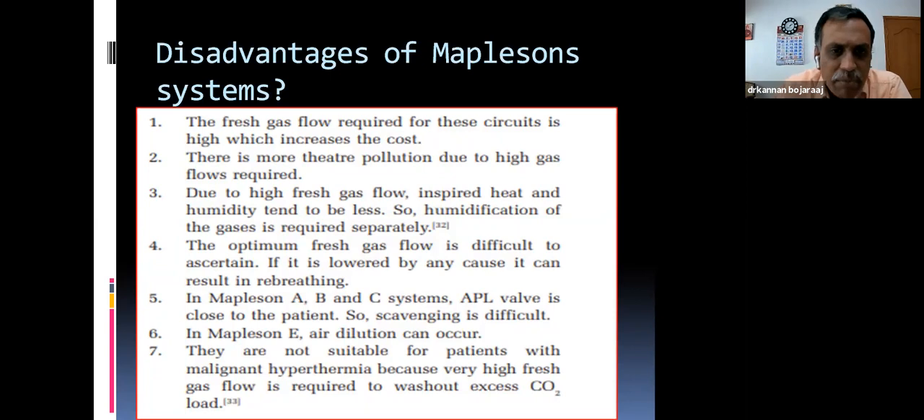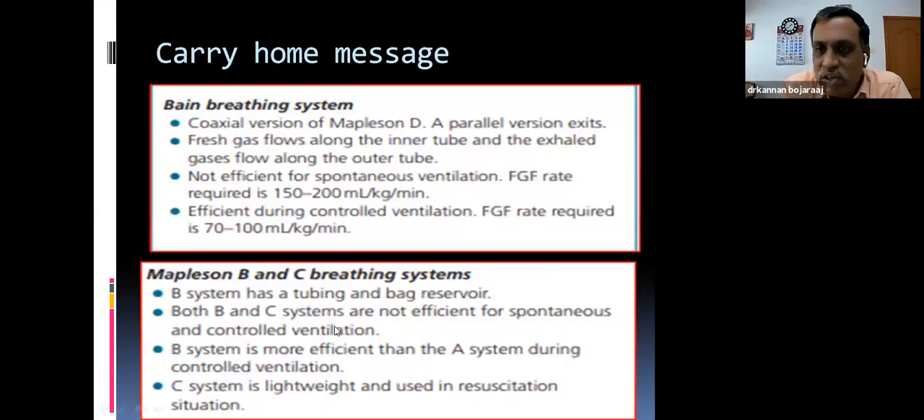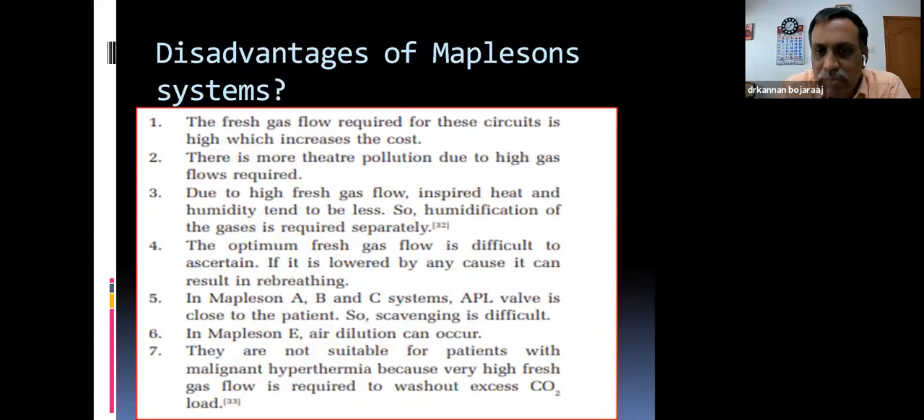And in Mapleson E, air dilution may occur, and there is no bag, so we cannot monitor spontaneously breathing patients. They are also not suitable for patients with malignant hyperthermia, because CO2 washout depends only on the very high fresh gas flow. In the Western world, malignant hyperthermia is very common. With the enormous CO2 production in malignant hyperthermia, it is not possible to handle the situation in these Mapleson circuits.